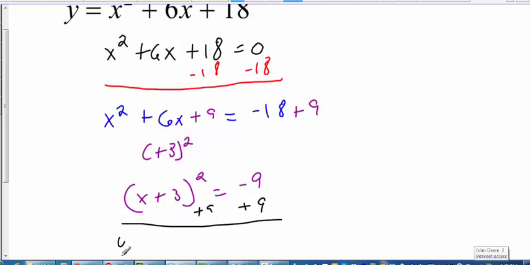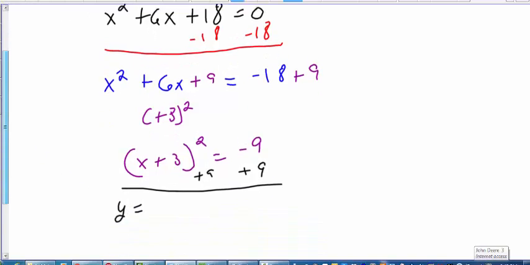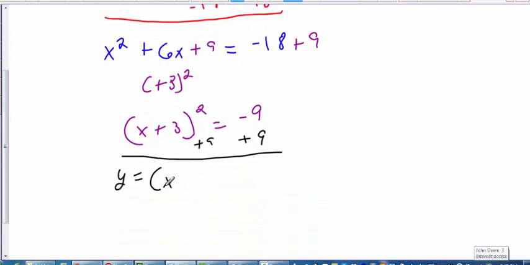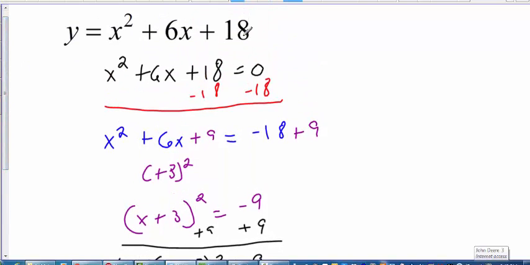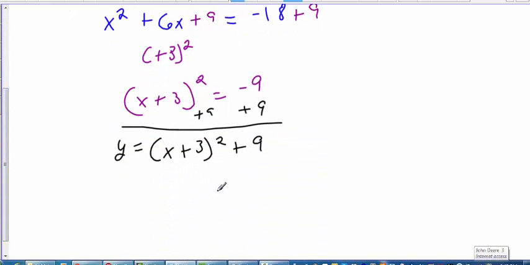That will leave us with y equals x plus 3 squared plus 9. So we have taken this quadratic, x squared plus 6x plus 18, and converted it into vertex form. When you have it in vertex form, it's very easy to pull out the vertex. That's why they call it the vertex form.